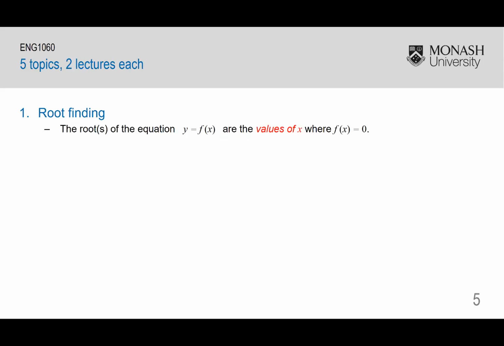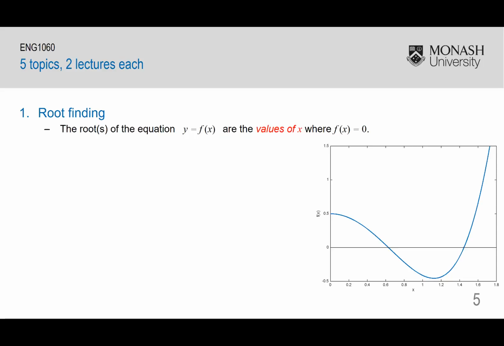So the rest of this course is broken up into 5 different topics, and each topic will have 2 different lectures. The first topic is root finding. The roots of the equation y equals f of x are the values of x where f is equal to 0. So if we have the curve down in the bottom right, it's our function f of x. The roots of this equation are the x values at which the function is 0. So x is equal to about 0.6 and a little bit over 1.4 in this particular example.